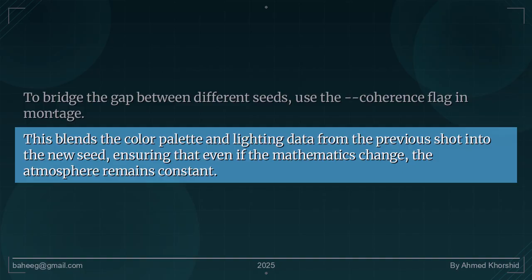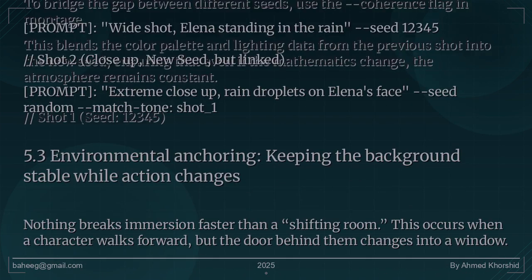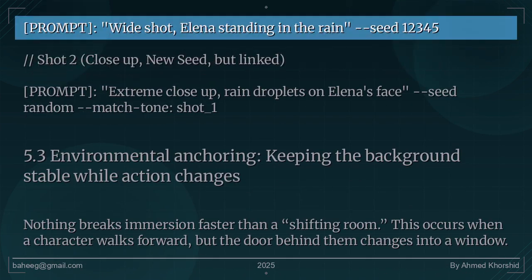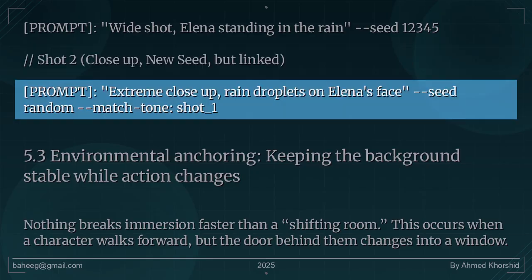To bridge the gap between different seeds, use the coherence flag in Montage. This blends the color palette and lighting data from the previous shot into the new seed, ensuring that even if the mathematics change, the atmosphere remains constant. // shot 1, seed 12345. Prompt: wide shot, Elena standing in the rain, seed 12345. // shot 2, close up, new seed, but linked. Prompt: extreme close up, rain droplets on Elena's face, seed random, match tone: shot_1.